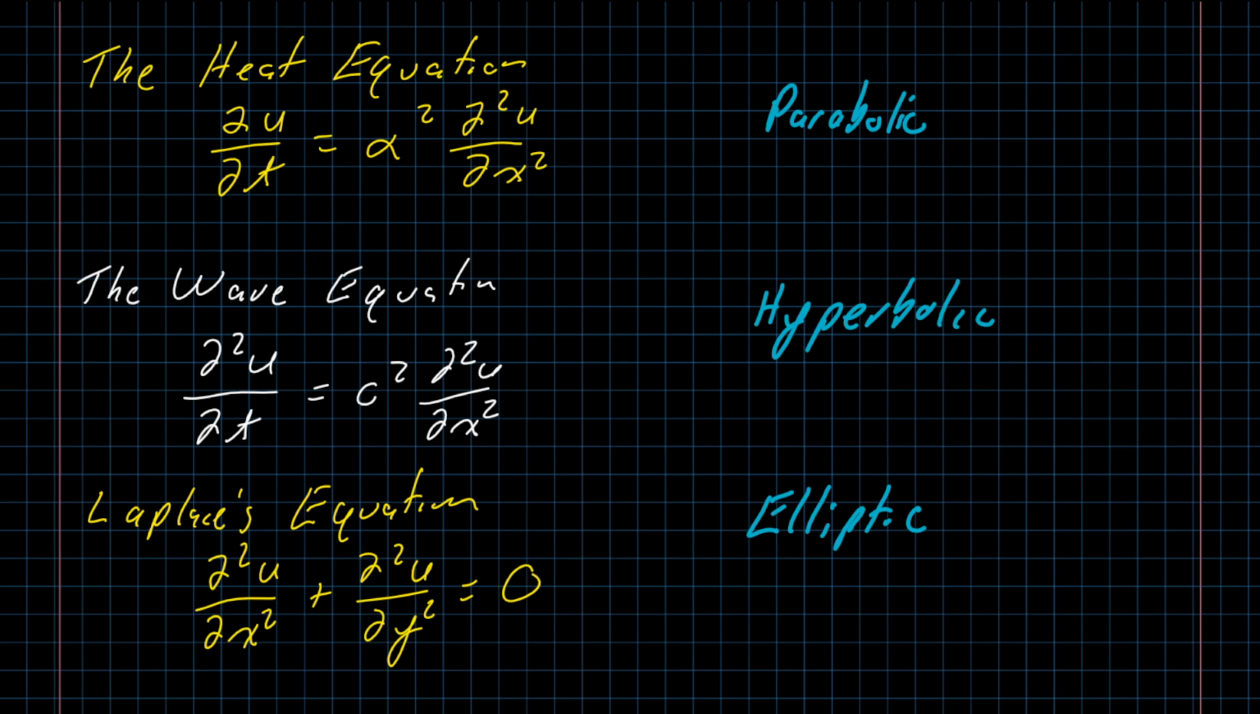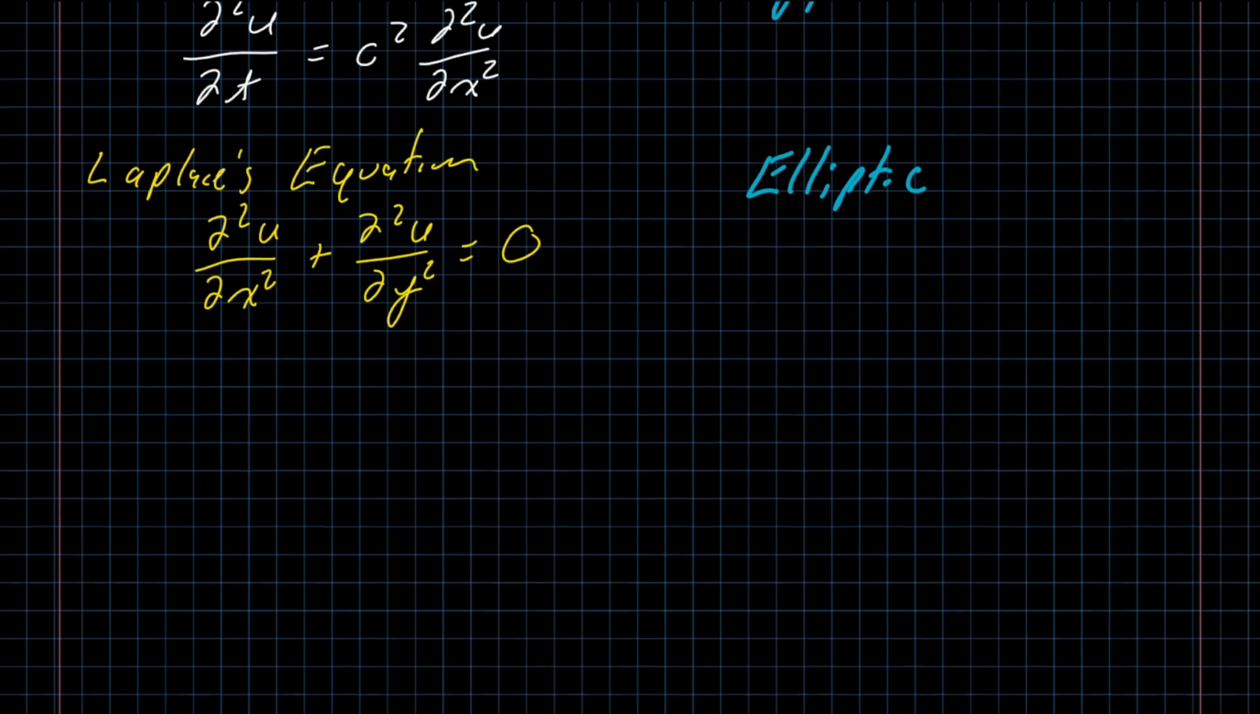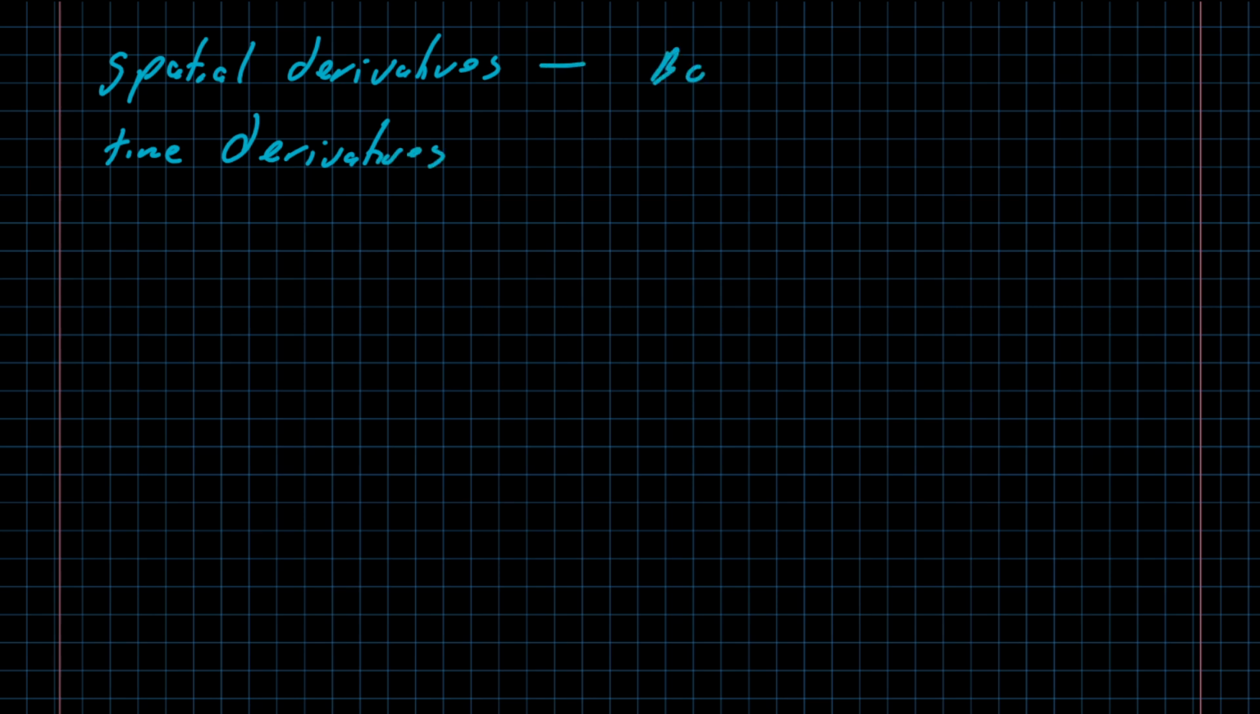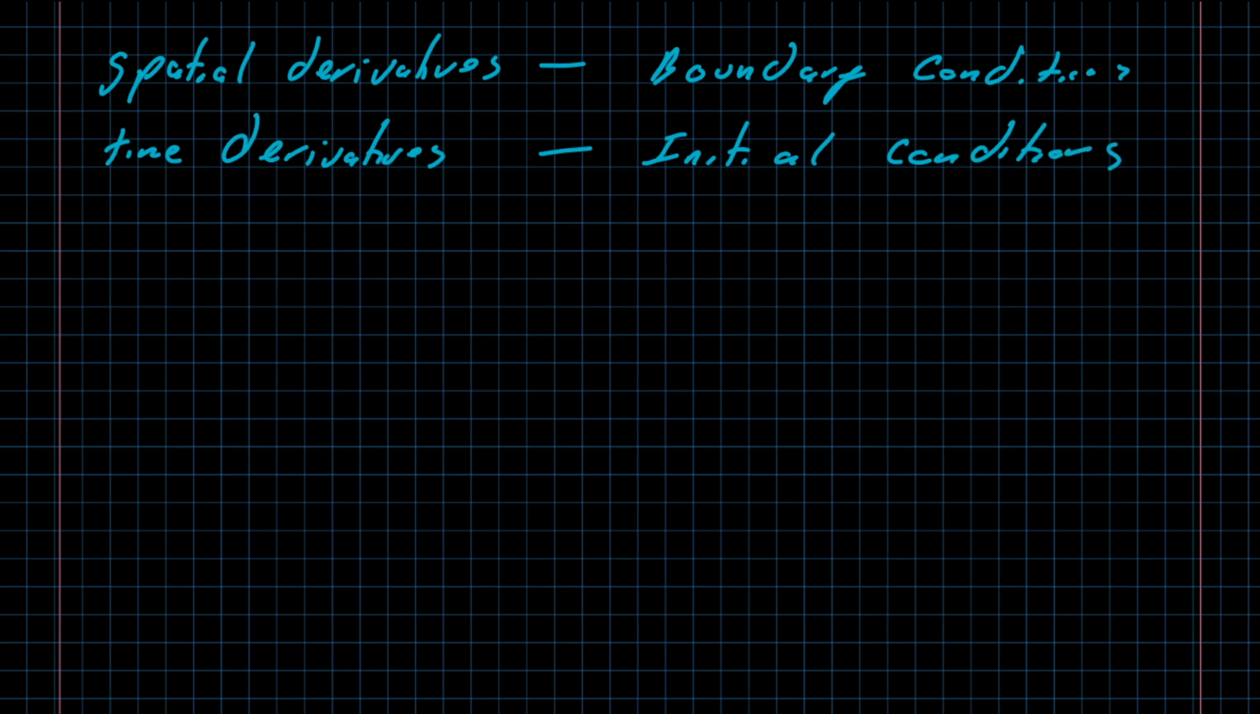The other thing that I want to look at with these equations is that because there are both spatial and time derivatives involved, it is usually the case that we have both boundary conditions and initial conditions in order to take the general differential equation and turn it into something that has a specific solution.